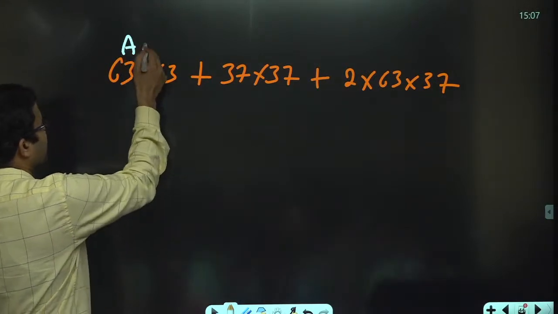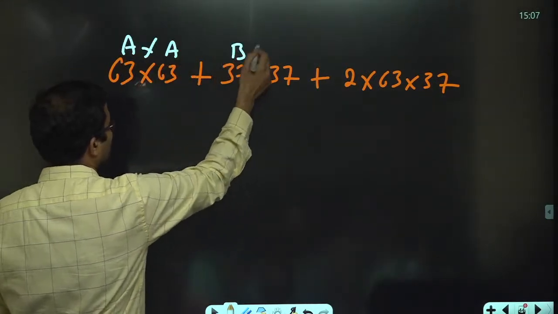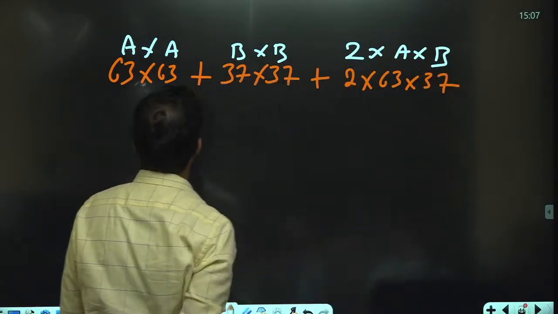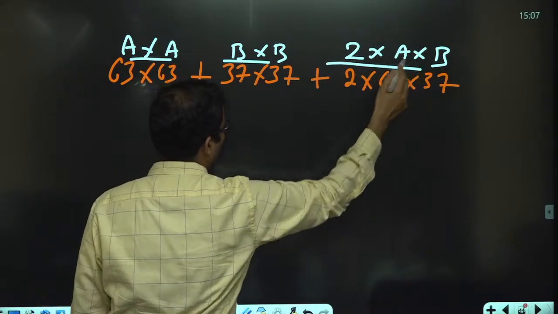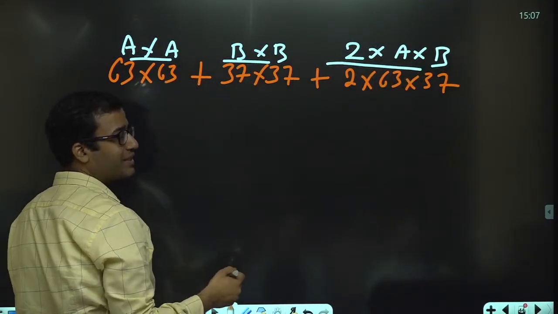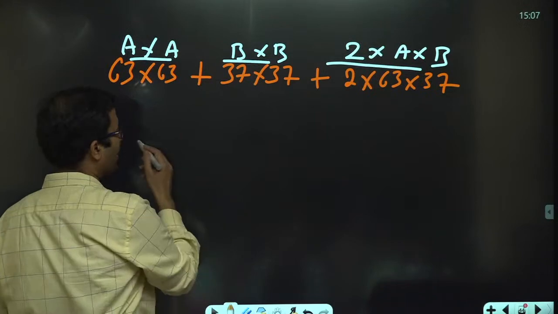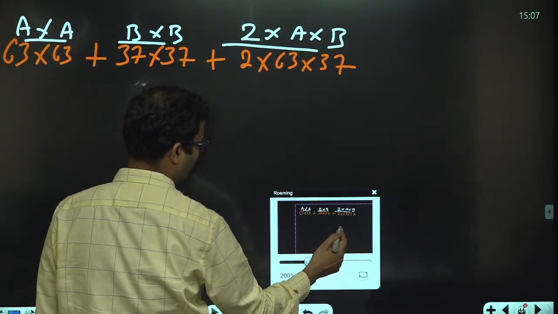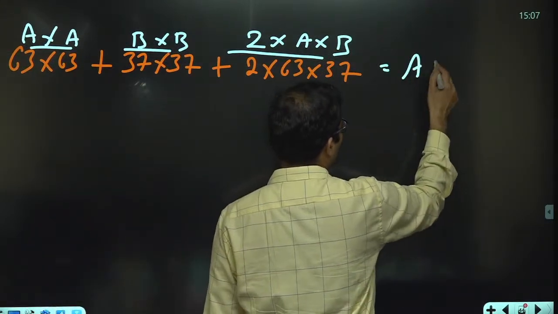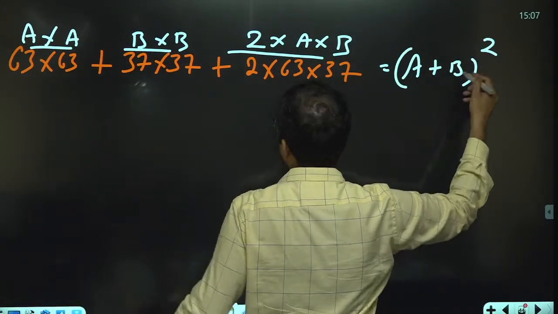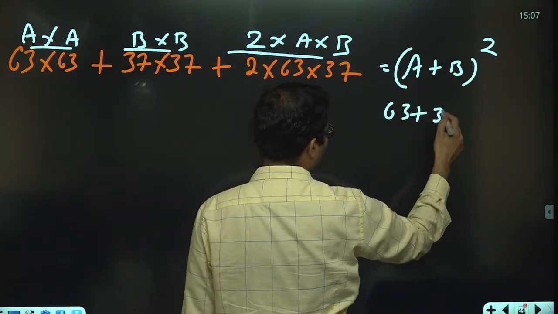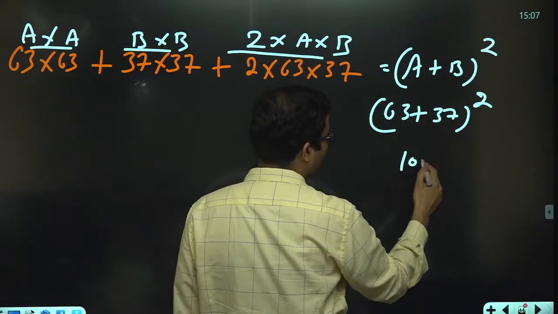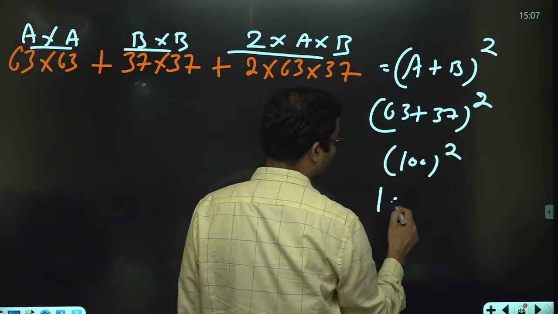You take 63 as A, 37 as B. This is 2 into A into B. So this is A square, B square, 2AB. So what is A square plus B square plus 2AB? A plus B whole square. This is equal to A plus B whole square. What is A? 63. What is B? 37 whole square. रूट नहीं है मैम, स्क्वायर है. 100 स्क्वायर. What is 100 square?